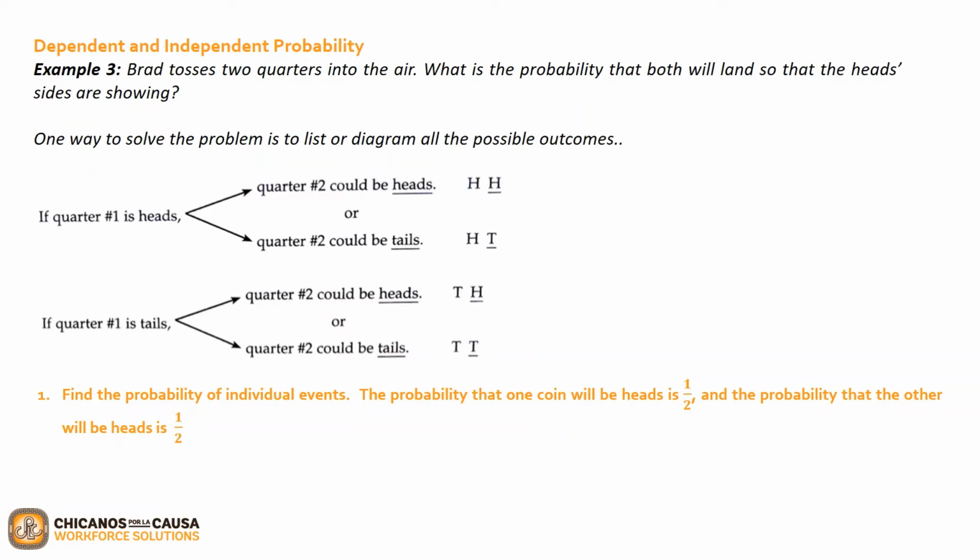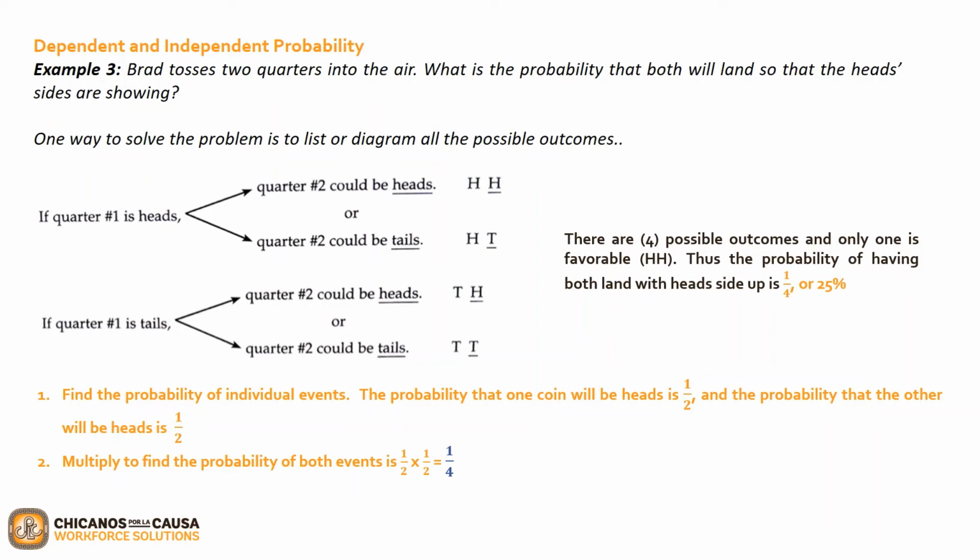If the probability that one coin will be heads is 1/2, and the probability that the other will also be 1/2, we can find the probability of both events by multiplying them together. So if we have 1/2 times 1/2, that gives us 1/4. So 1/4 is going to be the probability that both will land so the head sides are showing.